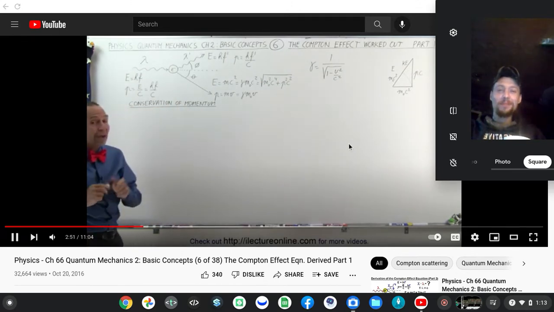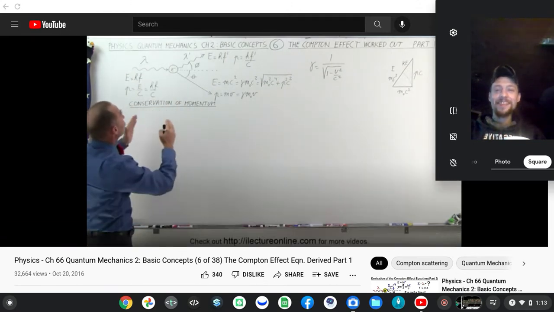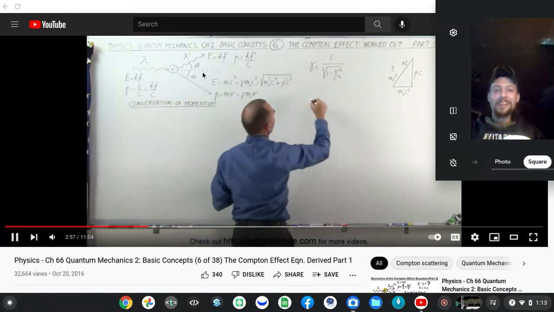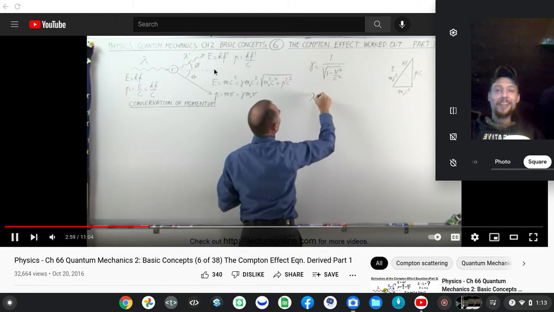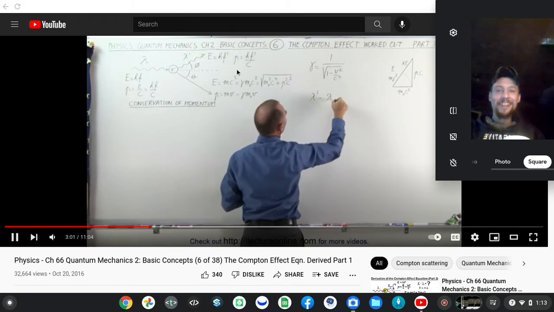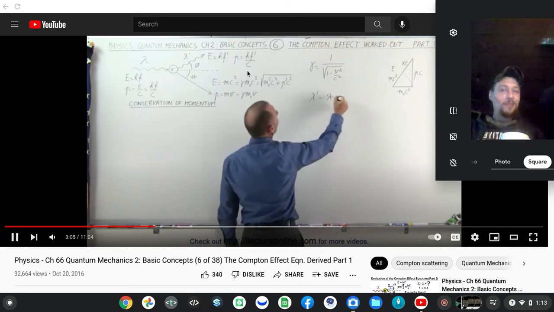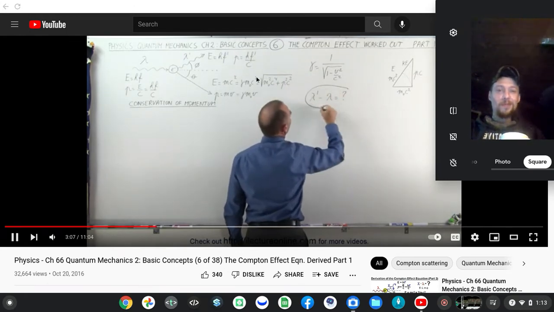So what we're trying to find now is how much the wavelength will change. Basically, what we're looking for is lambda sub naught minus lambda. We're looking for the difference. And actually, we're really looking for the change in the wavelength.